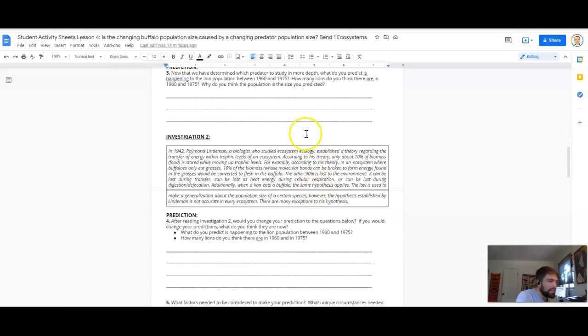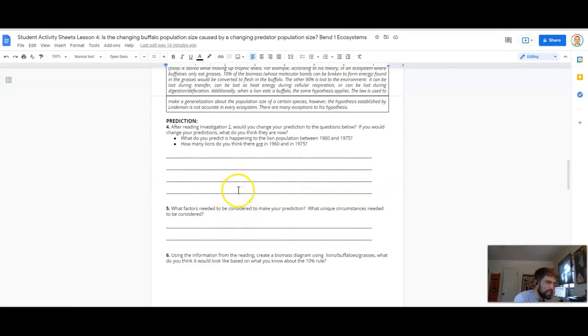And then you'll go on to investigation 2. So you're going to read investigation 2 with your classmates if you'd like. And after reading it, would you change your prediction? Would this change what you were thinking? And you'll answer a few of these questions. What factors need to be considered to make your prediction?